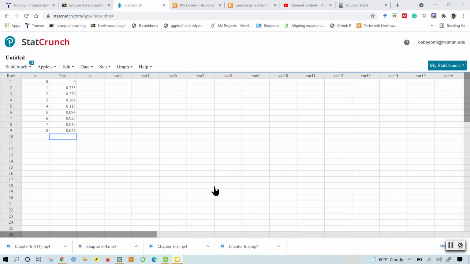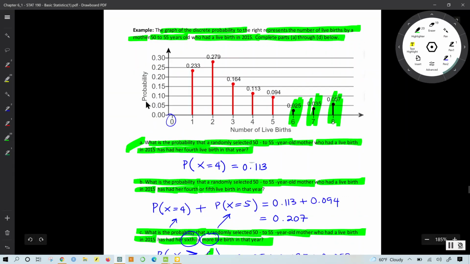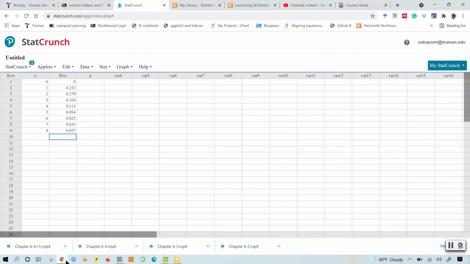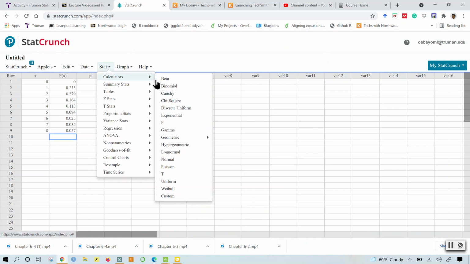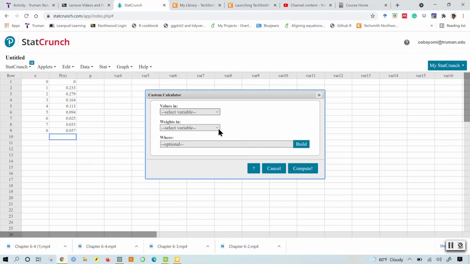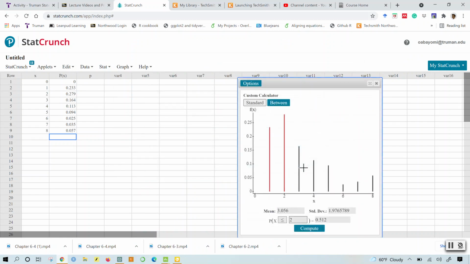So here we are in Minitab. I have the different X values and the corresponding probabilities. Something to note in particular, for the number 0, we do not have any value given. So this tells us that the probability is 0. So I have keyed that in as 0 corresponding to 0. With that said, we go to Start, Calculator. We want our custom calculator again. Set our values to X and set weights to the probabilities. And hit the compute button.